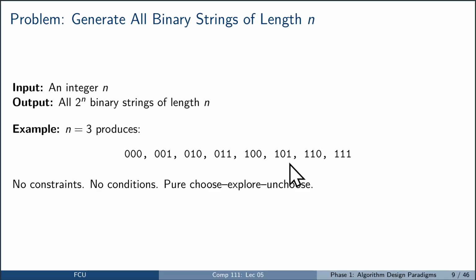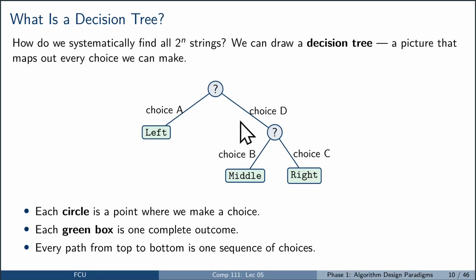How do we find all of these systematically? We draw something called a decision tree, so that maps out every possible choice. That's just a mental model. It's not code, essentially. So your code follows this under the hood, but this kind of decision tree we can observe in pretty much a lot of backtracking algorithms and recursive algorithms and so on.